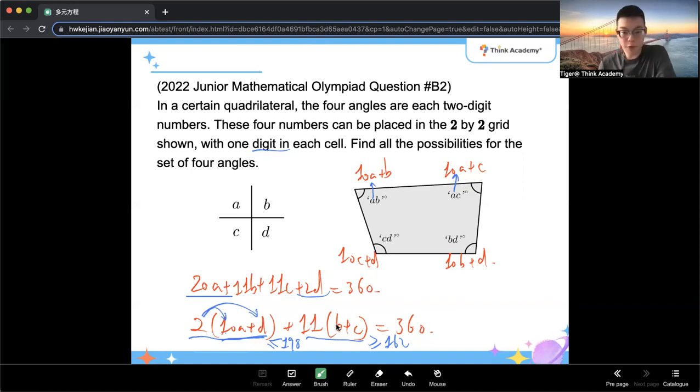So first of all, when B adding C equals 18, I can do a little bit of analysis there first, because this is even. 2 times of 10A adding D is even. So it means that 11 times B adding C has to be even as well, such that 360 is also even. So B adding C can only be either 18 or 16. 15 and 17 are naturally eliminated.